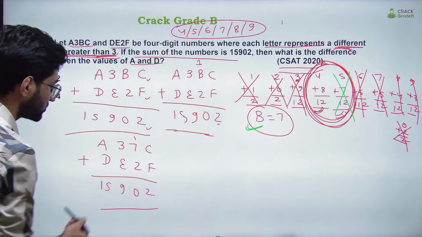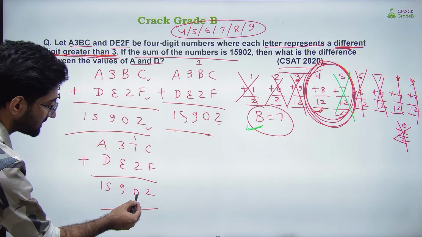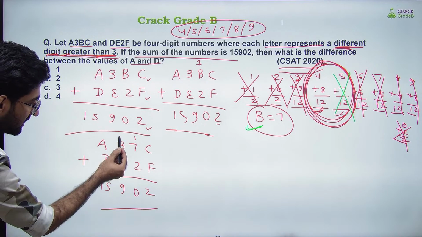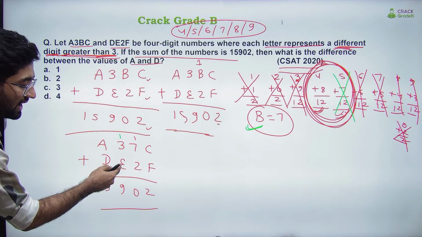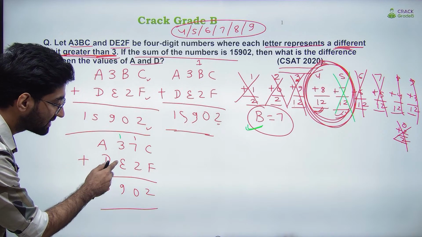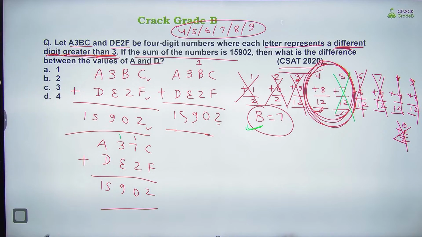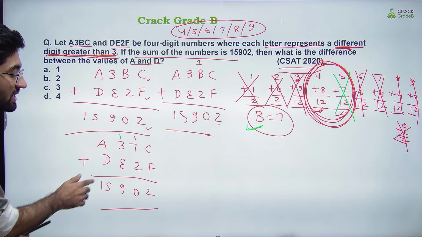Now let us solve it further. Once you have 1 plus 7 plus 2 equal to 10, again you will add 1 here. So 1 plus 3 is 4. Then you are adding E and you are getting 9. So 1 plus 3 is 4, which means E is 5. Why is E 5? The reason is simple.